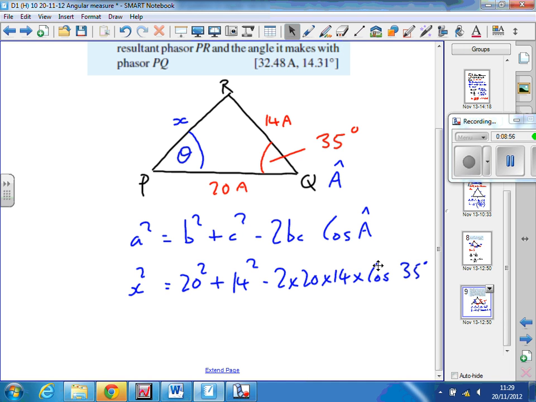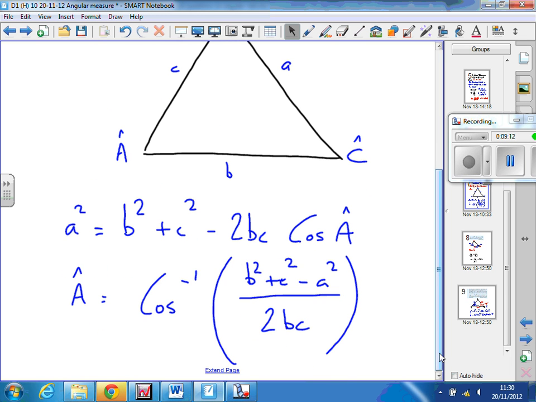Once you've got x, then we know a ratio, so we can use the sine rule to find theta. Or we could decide, actually, let's use the cosine rule because that's in the other form. So we can either use the sine rule or the cosine rule in this form here to find the angle theta.